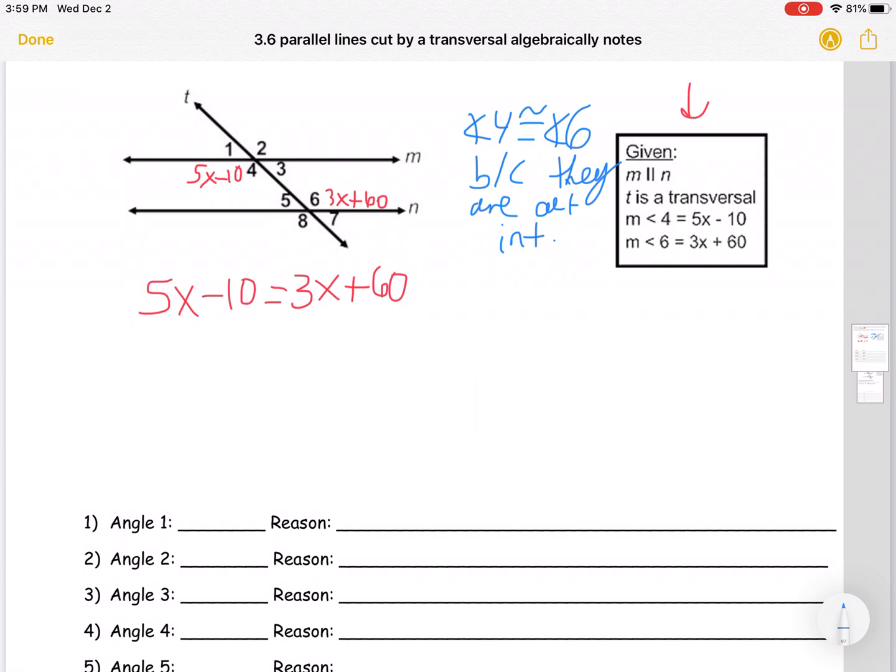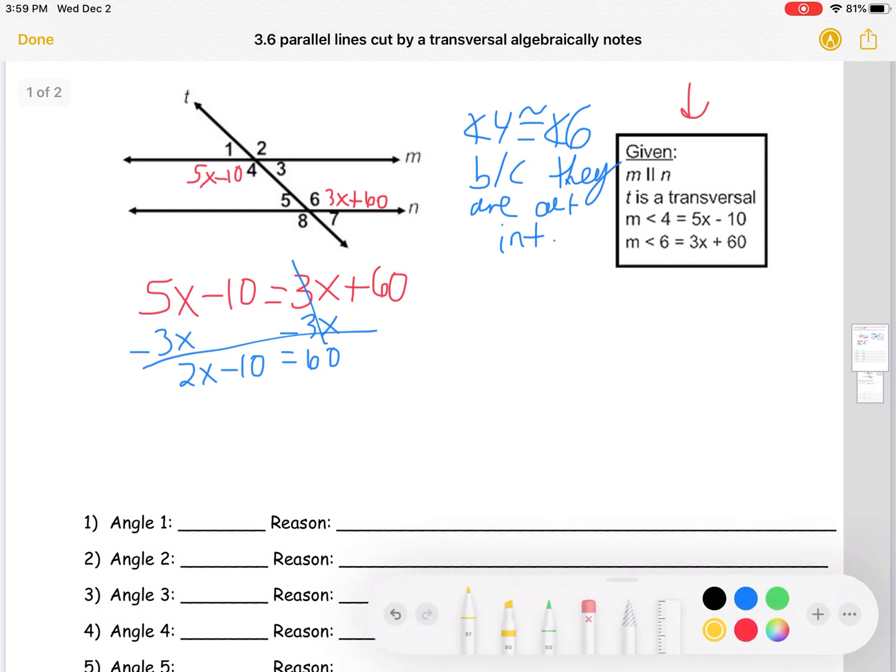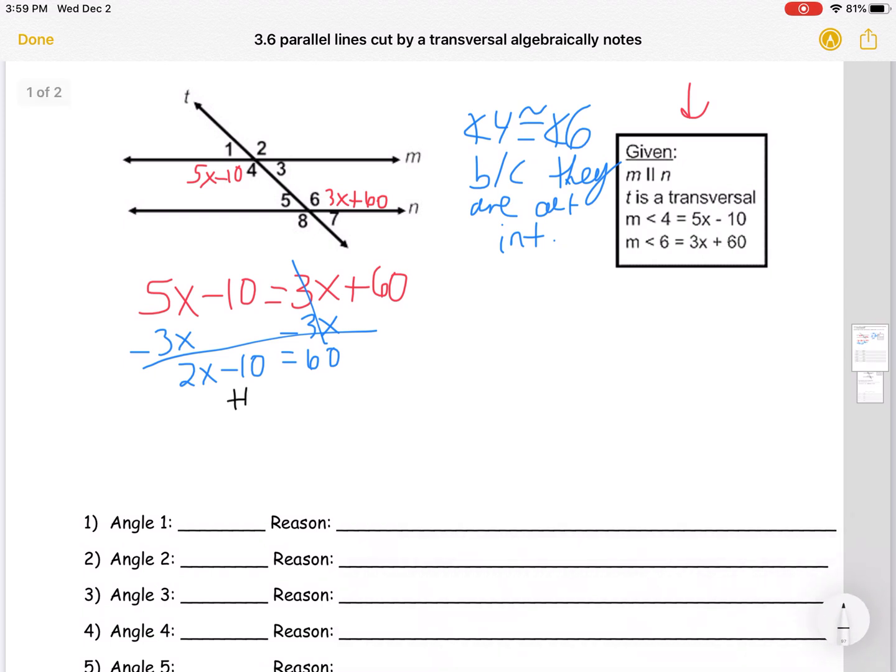All right, so now I'm just going to solve for x. I'm going to subtract 3x on both sides. Okay, these are going to cancel. We're going to be left with 2x minus 10 equals 60. We're going to add 10 to both sides. Okay, these cancel. And then after we add 10 to both sides, we're going to be left with 2x equals 70. And then after I divide both sides by 2, I'm going to get x equals 35.